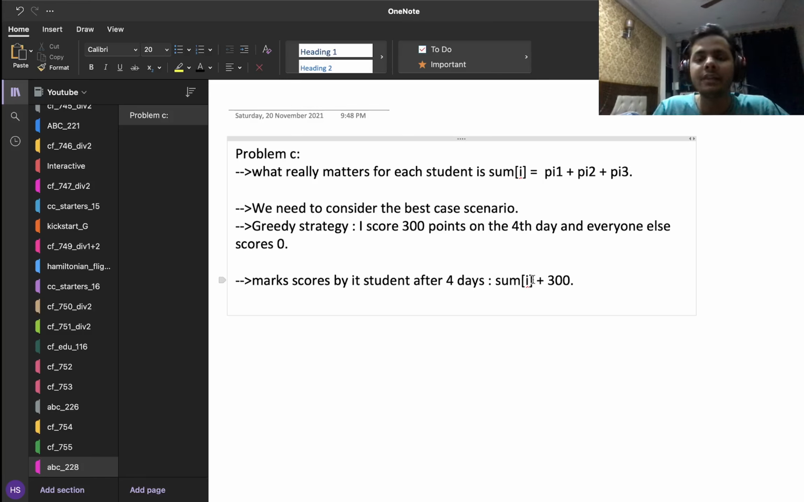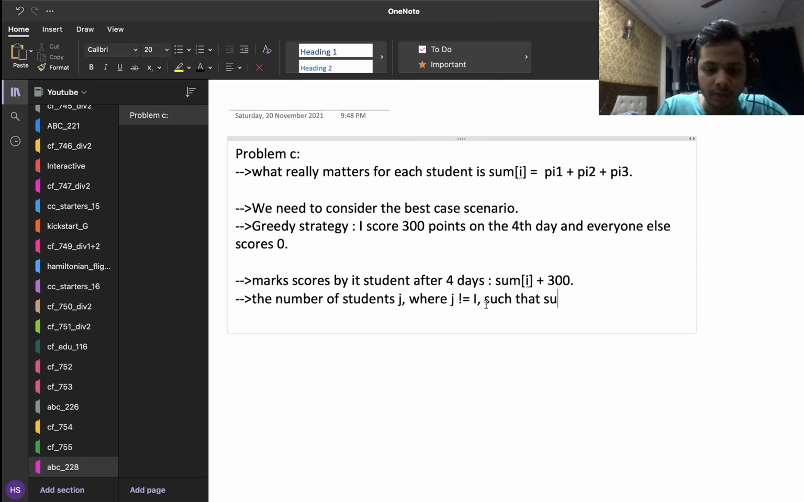So in that case, I will consider that the ith student has scored sum of I only, but the jth student has scored sum of j plus 300. All these cases are separate. Right now, I am assuming that the ith student has scored sum of I plus 300 and all the other students have scored a 0. Then the problem reduces to finding out the number of students j, where j is obviously not equal to I, such that sum of j is strictly greater than sum of I plus 300.